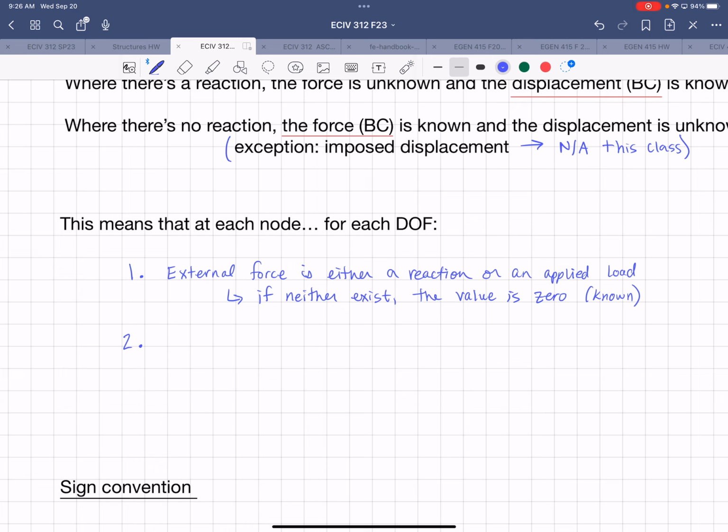Second point here, the displacement will either be 0 or unknown. And again, that's in this class. The exception is if you have an imposed displacement, in which case it would be a known non-zero value. But in this class, we're only going to have known displacements that equal 0.